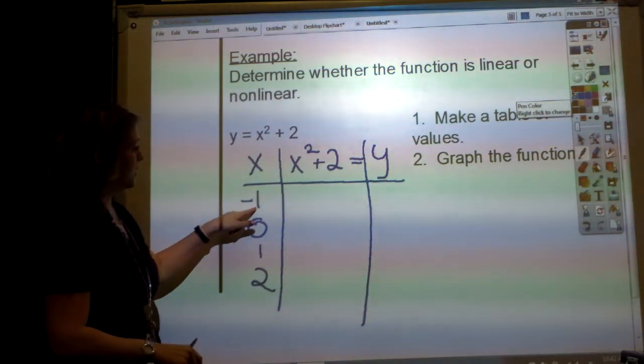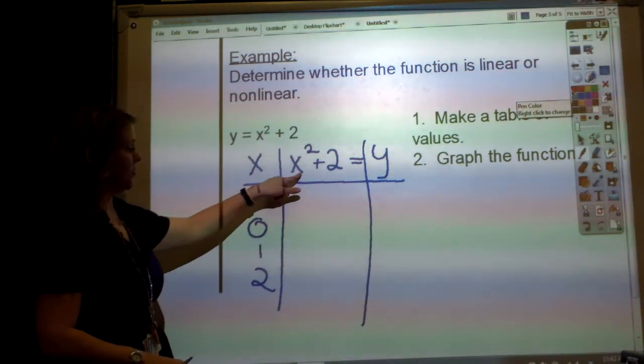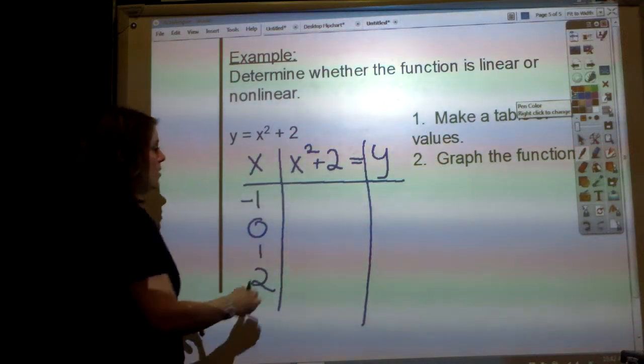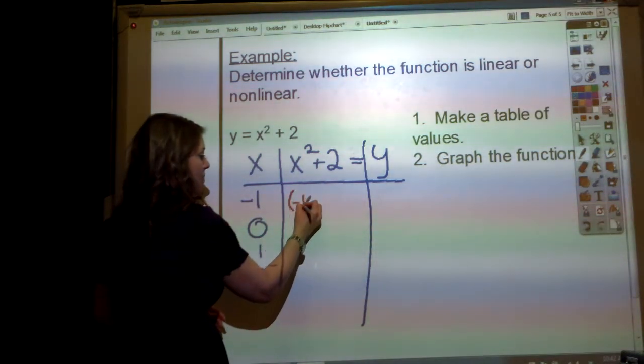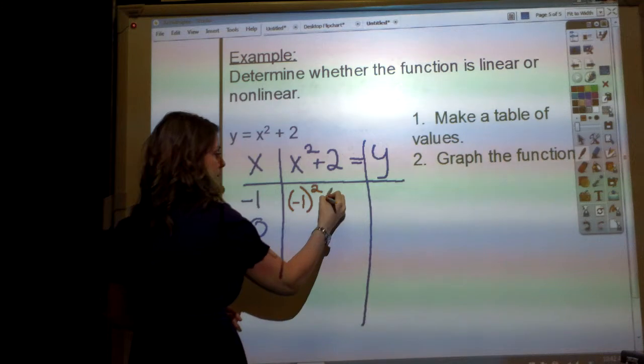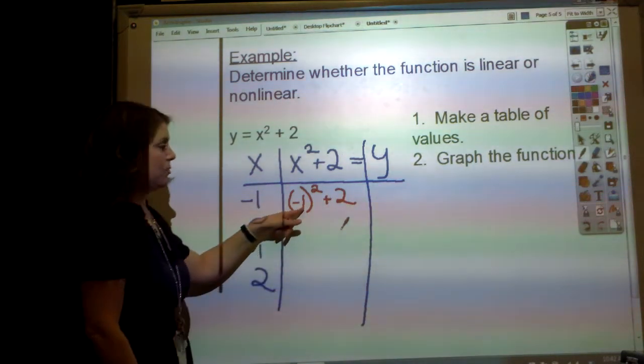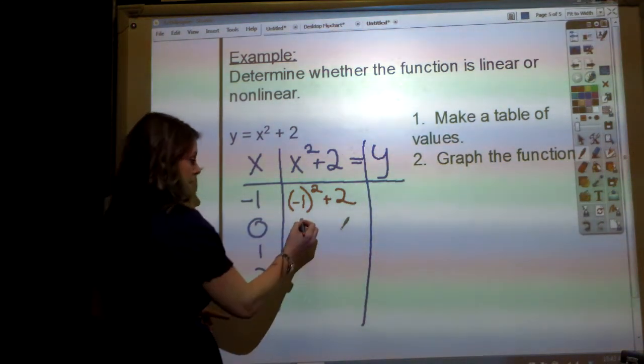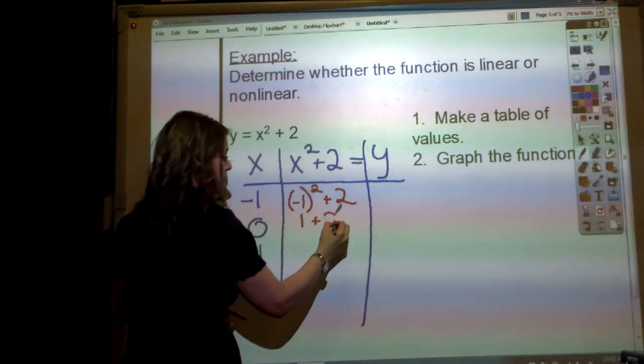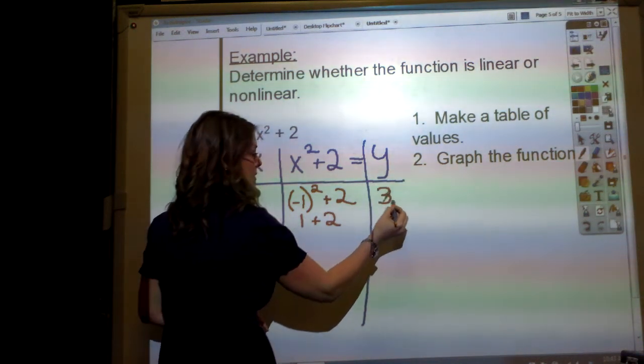So make sure that you finish this table after I show you how to get it started. So we've got a -1 as our first value for x. Now remember, that's x squared. So we're going to be squaring -1. -1 squared is 1. 1 plus 2 is a 3.